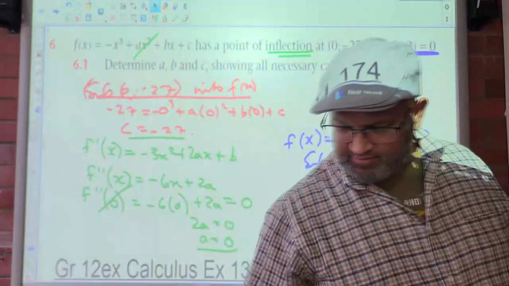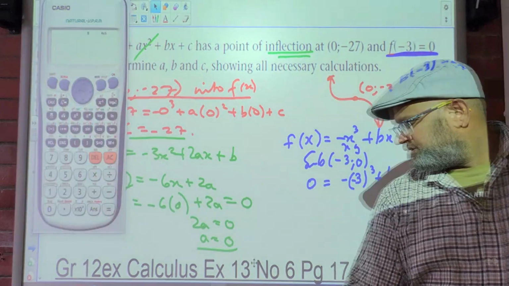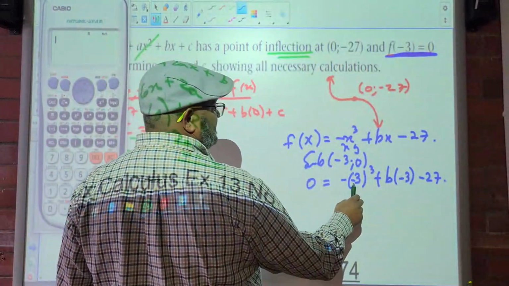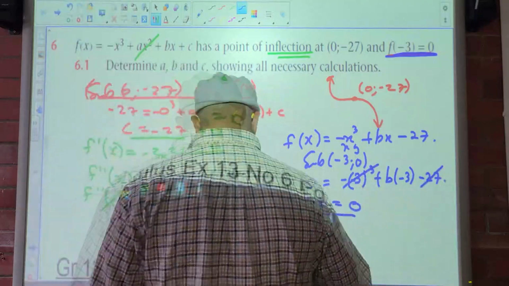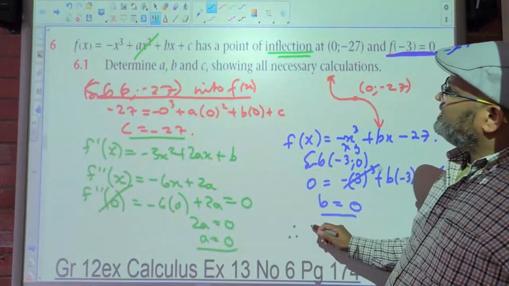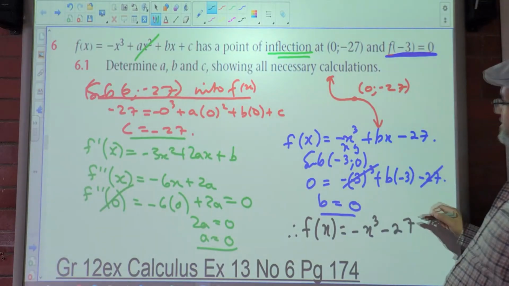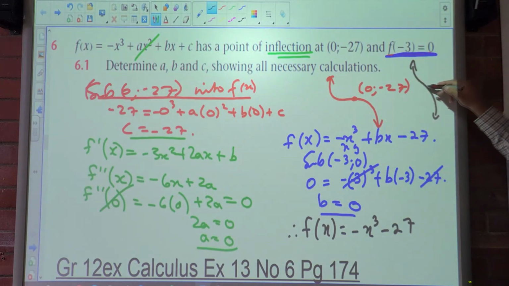Okay, I'm going to calculate here. So now, this is going to be positive 27. You all agree with that? So that will also cancel. So b is simply 0. So the equation of this graph is simply f of x is equal to negative x cubed minus 27. So this graph is going to look something like this. Okay? Or like that. More like that would be the proper shape.